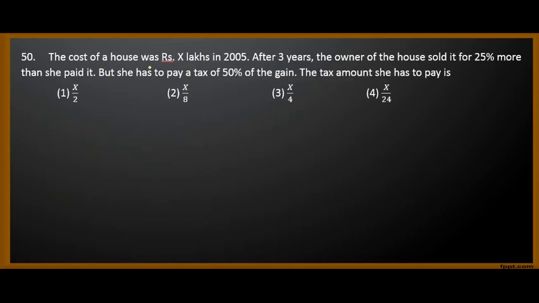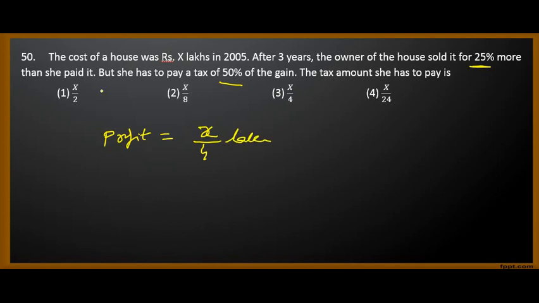The cost of a house was X lakhs in 2005. After 3 years, the owner of the house sold it for 25% more than she paid for it. But she has to pay a tax of 50% of the gain. The tax amount she has to pay is? Very simple. Don't make this question a complicated one. Look at the question carefully. She sold at a profit of how much? 25%. 25% is nothing but 1/4 of the price. So she got a profit. Profit is nothing but x by 4 lakhs.